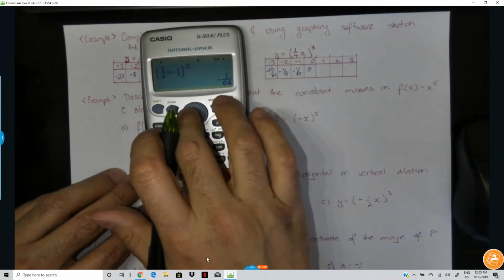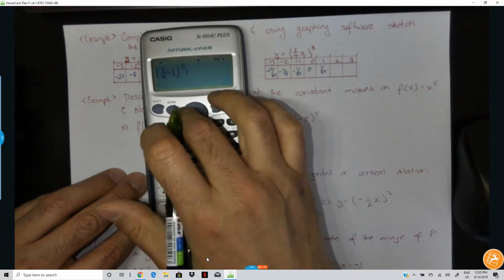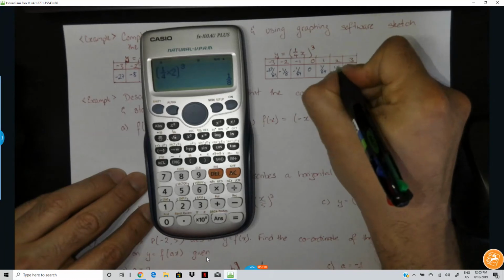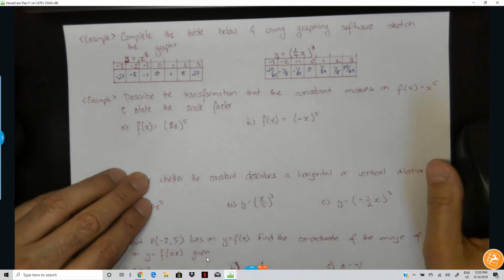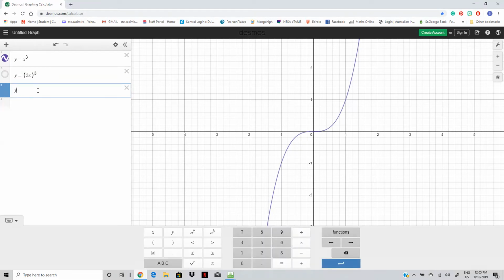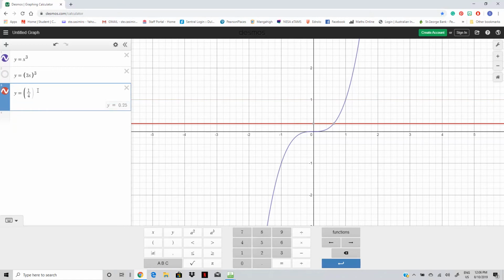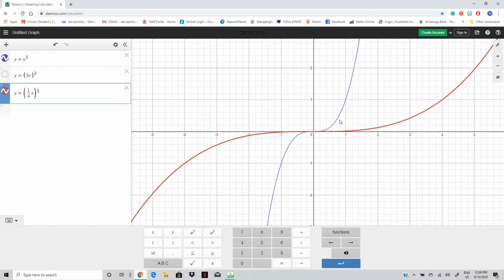Still get the 0 here. That should be 1/64, 1/8, and then 27/64. And using the graph, once again, the blue one is the parent graph. And we're moving this value from 1 to 1/64 because we're compressing it, making it flatter.